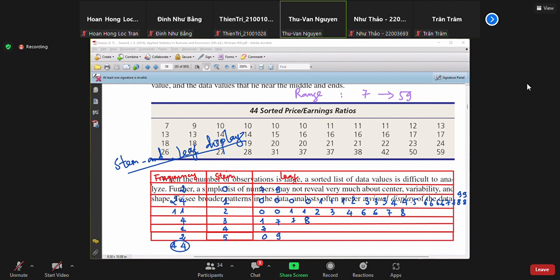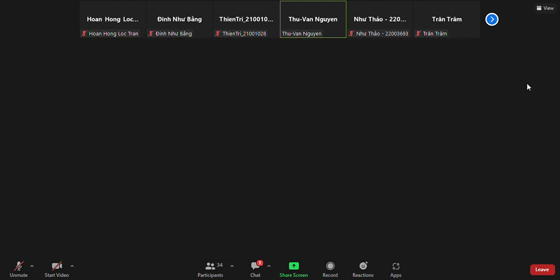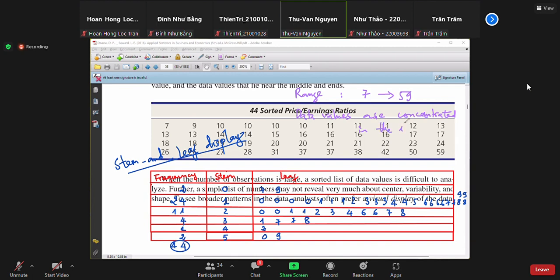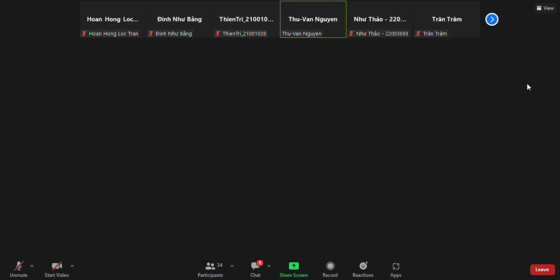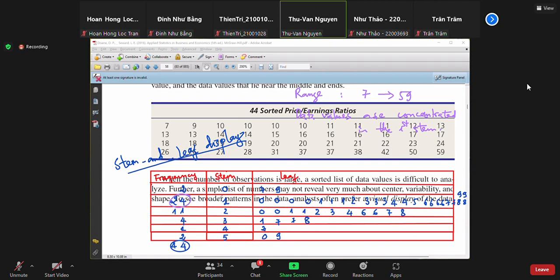And here you can see where the frequency is the largest, 24. So I mean the data values are concentrated in the first stem. Okay, so you see here, students, how many data values do we have in the first stem? 24. Okay, 24 data values.